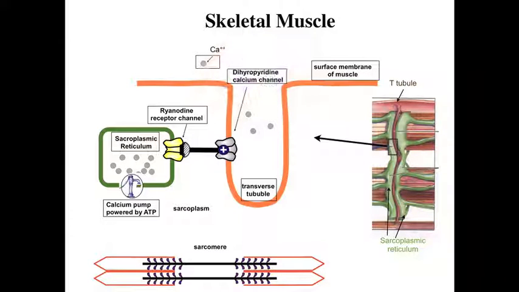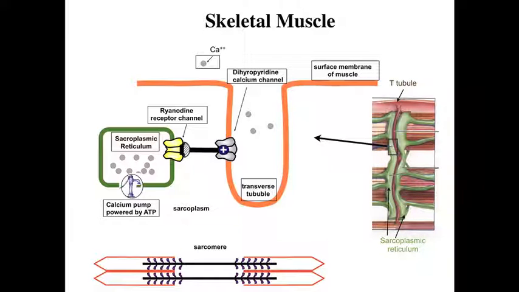Then there is the dihydropyridine receptor. The dihydropyridine receptor is another new element in the system. It is actually a voltage-gated calcium channel that is opened when the membrane is depolarized by the invasion of an action potential. It is called a dihydropyridine receptor because dihydropyridine is an antagonist for the channel. That is, it prevents the channel from opening.